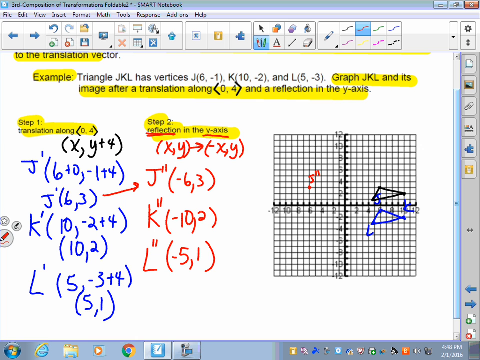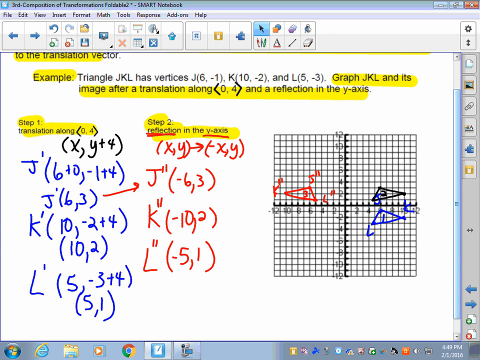That's J double prime, negative 10, 2, K double prime, and negative 5, 1, L double prime. And connect those so that we see that we started off with 1, then it went to 2, then it went to 3, and 3 and 2 are reflections of each other, 1 and 2 are translations of each other. And so what I'm going to check, I will give you a similar problem, ask you to follow these steps with the new rule and with the new reflection, and you have to give us our final ordered pair.